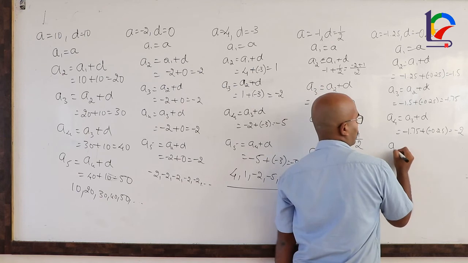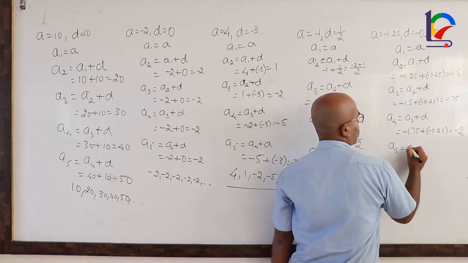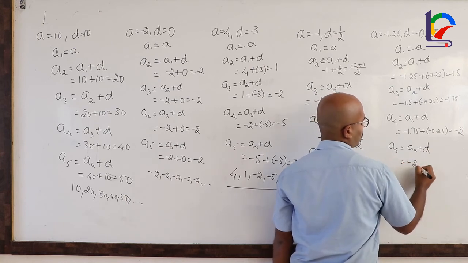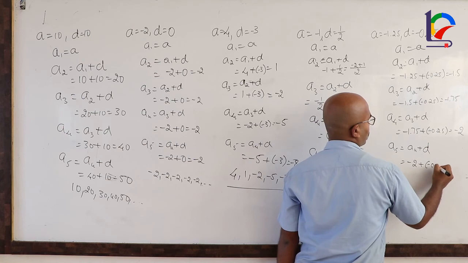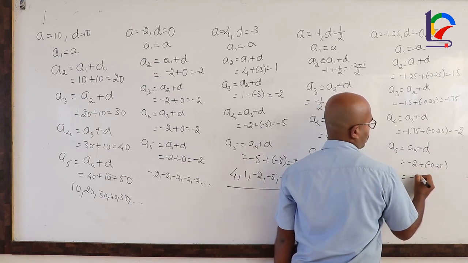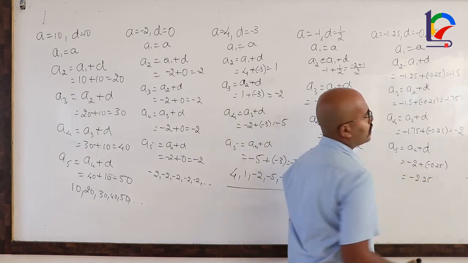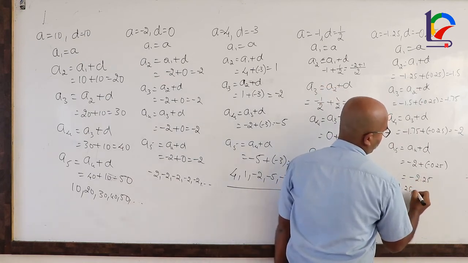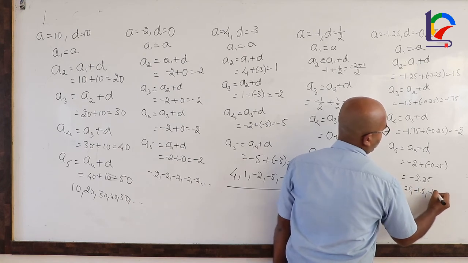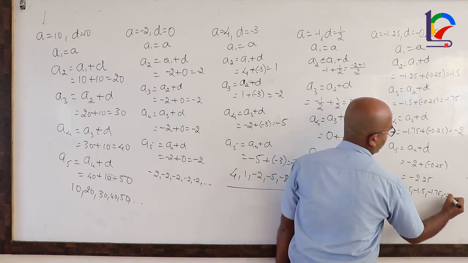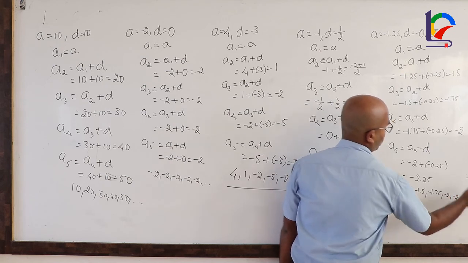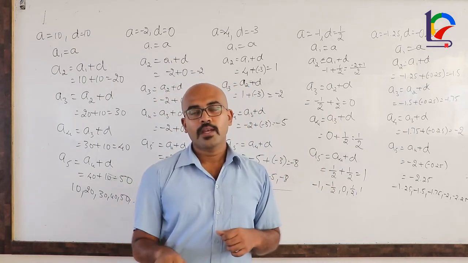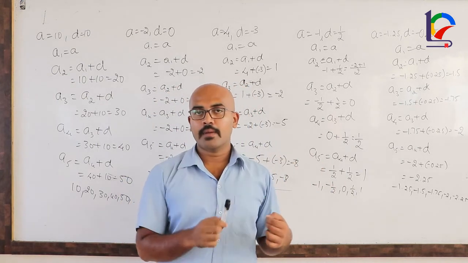Similarly, fifth term, it is fourth term plus the common difference. What is the fourth term? Minus 2. What is the common difference? Minus 0.25. It is minus 2.25. So if you take the first few terms, minus 1.25, minus 1.5, minus 1.75, minus 2 and minus 2.25.